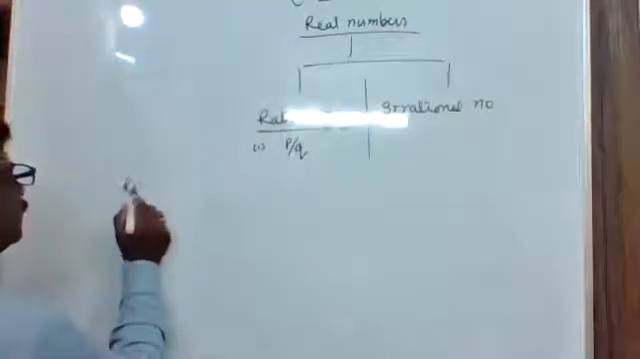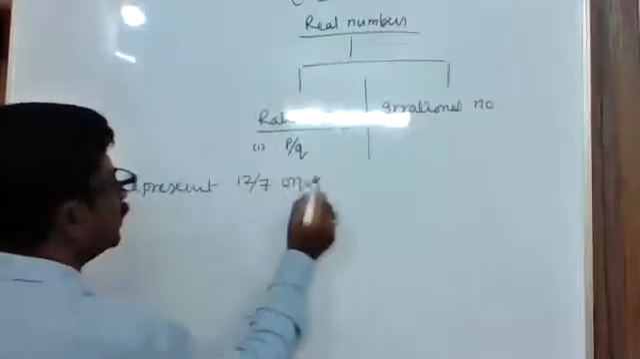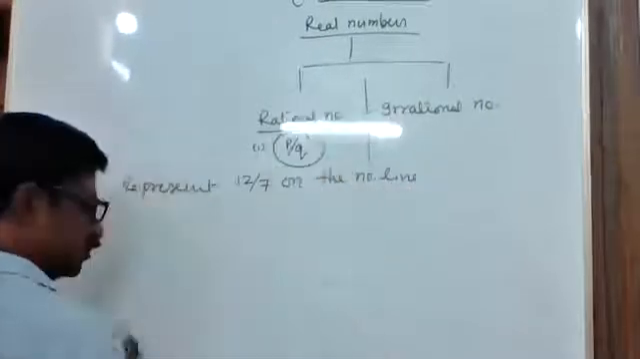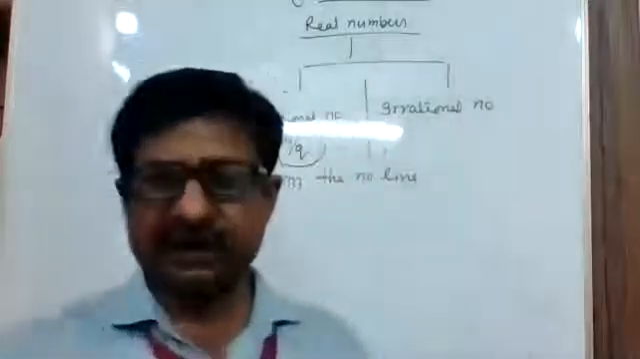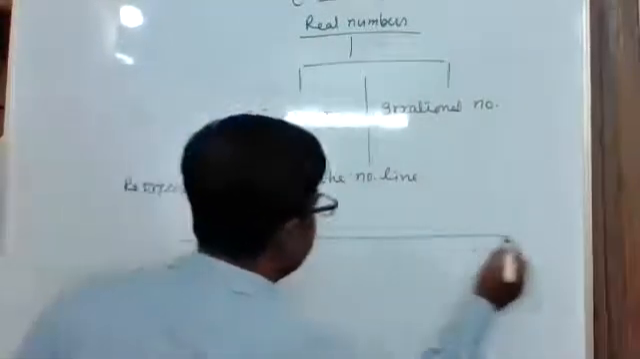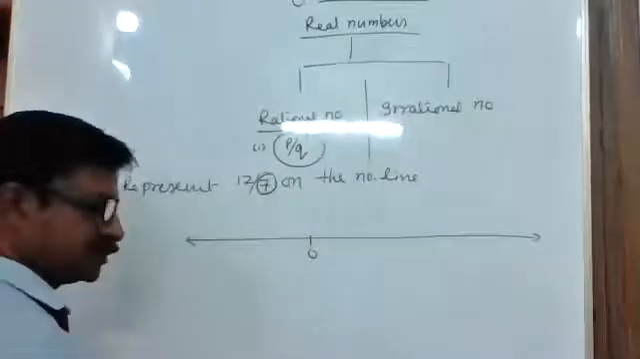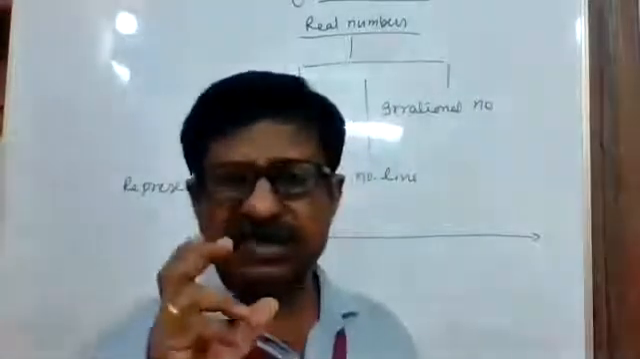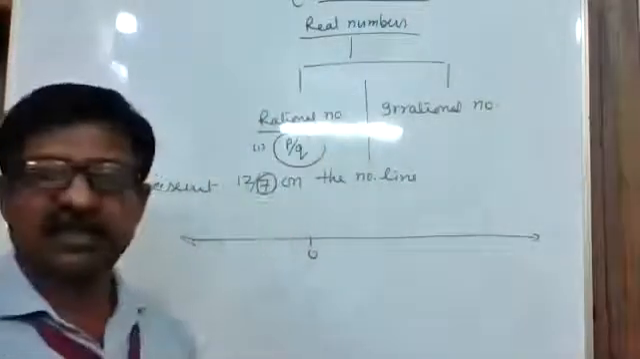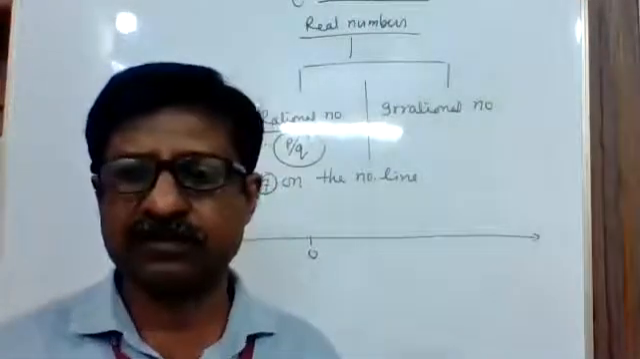I'm writing one question: represent 12 upon 7 on the number line. Listen here, it is in the form of p upon q. If this is the number to be represented on the number line, you just have to draw a number line. See the denominator. Here the denominator is 7. Therefore, choose the scale in such a way that 7 centimeters represents 1 unit.